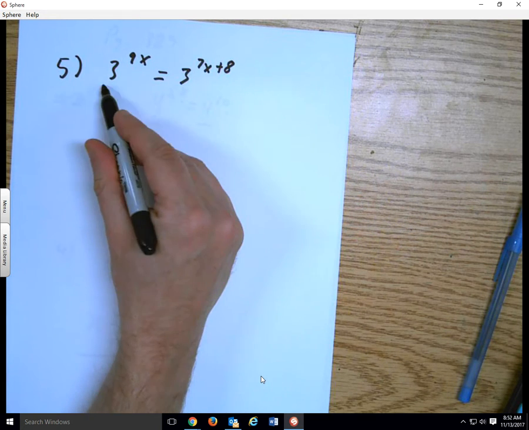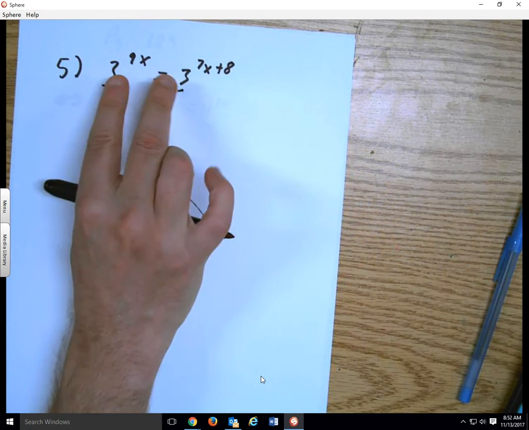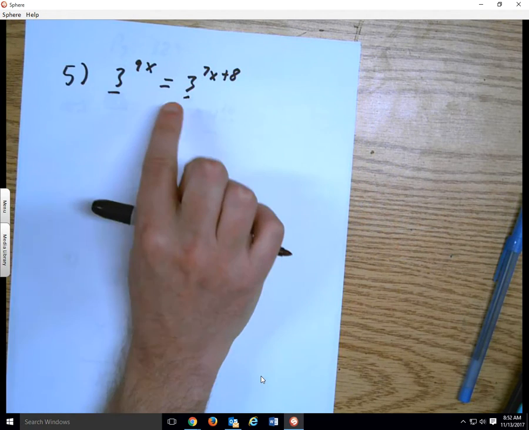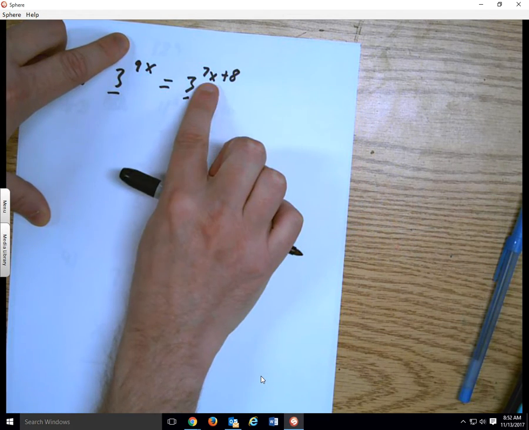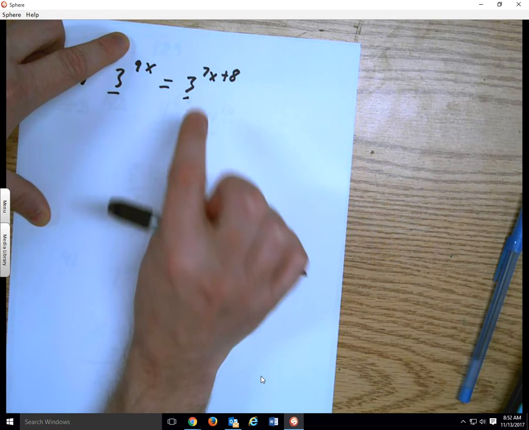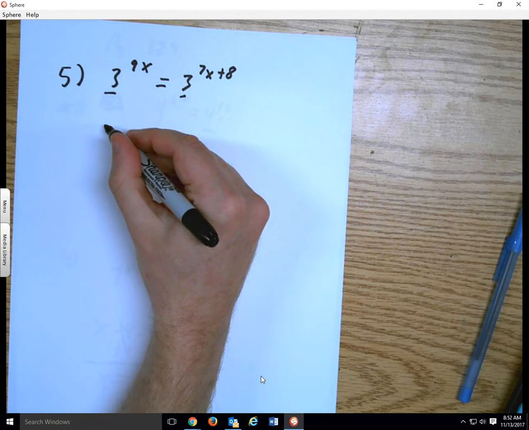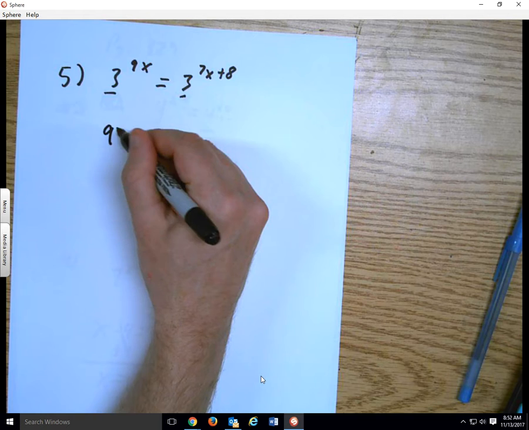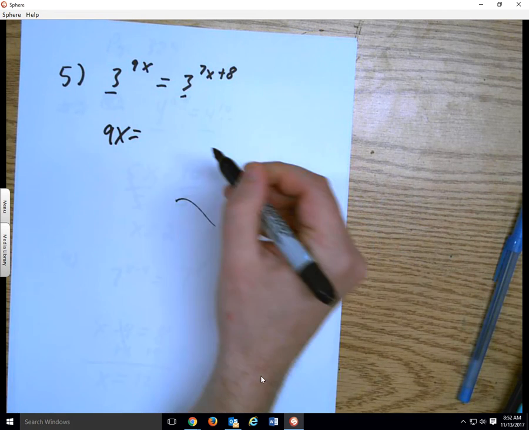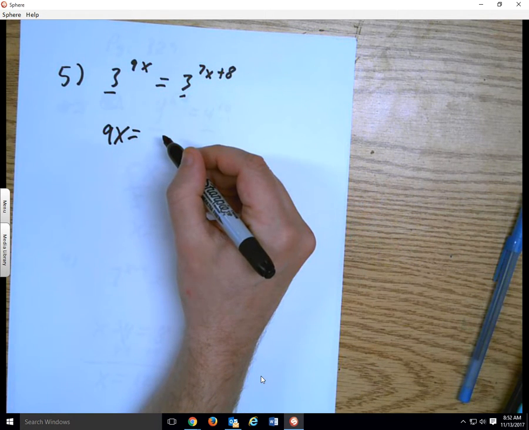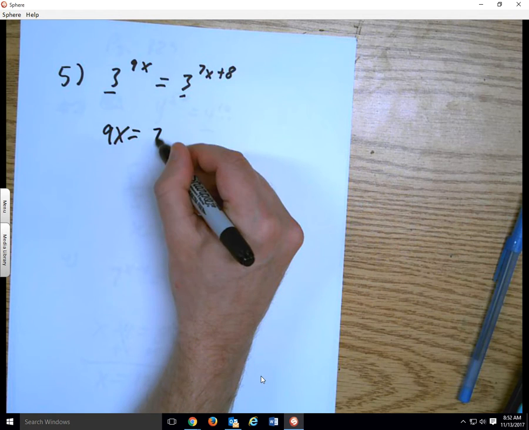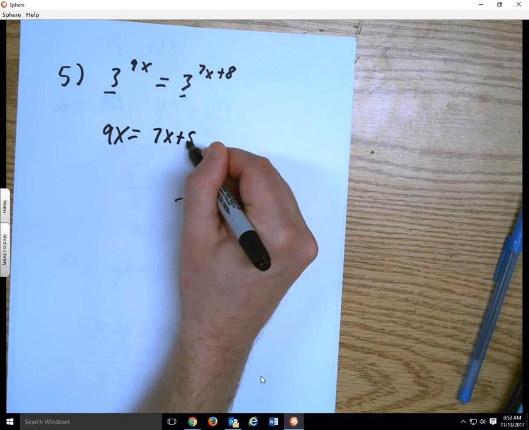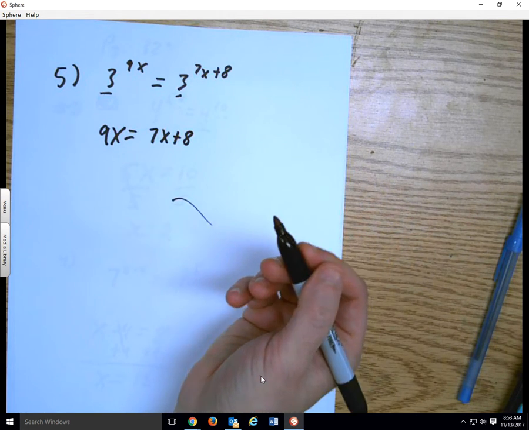So if you have the same base number 3 and these are equal to each other, that means that this is equal to this. So how would you rewrite that? It would be 9x equals what? Yeah, that's it. Now you just have to solve for x.